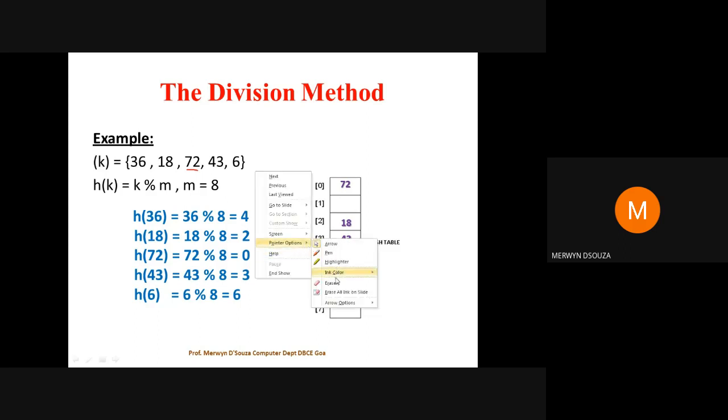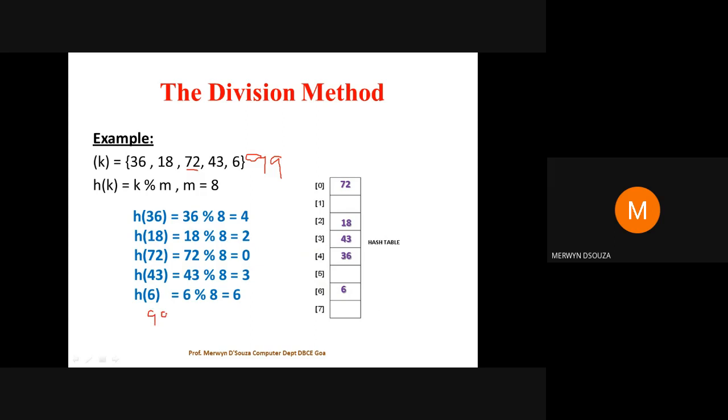Suppose you were trying to insert a value, say 99. If you apply this hash function to 99, what is the remainder you get? Can you tell me?